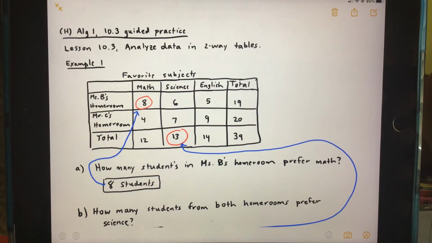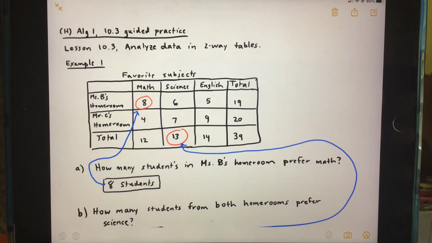Hello, algebra classes. We are looking at lesson 10.3, where we are analyzing data in two-way tables. In this chapter, again, we are learning how to collect data, ways we can sort and make sense of data, how we can categorize it, and how we can display it. Today's lesson is taking a look at what are called two-way tables. There will be a horizontal and a vertical component of each of these two-way tables.